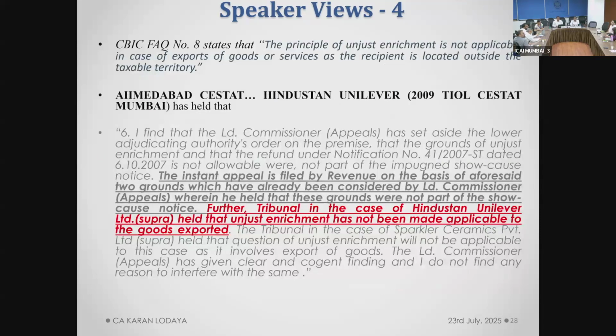So this is FAQ. This is applicable to the recipient or to the exporter? Exporter. It won't be applicable to the recipient. He is not supposed to prove that he is getting unjust enrichment. Sir, the principle of unjust enrichment is not applicable in case of export of goods or services scenario, as the recipient is located outside India. Recipient is outside India, therefore the exporters don't have to prove that.